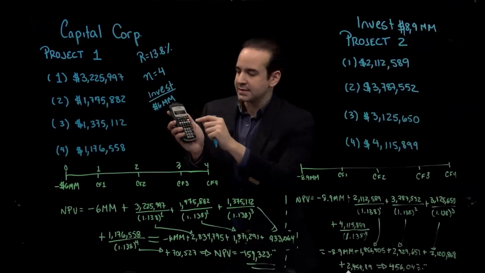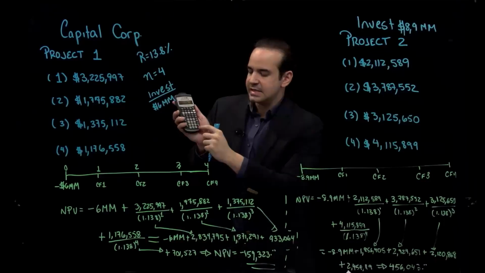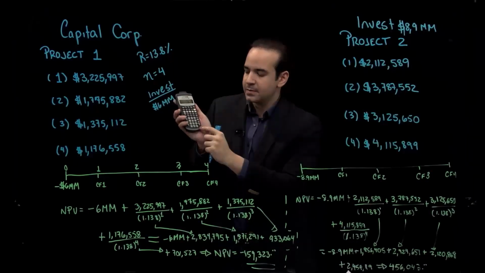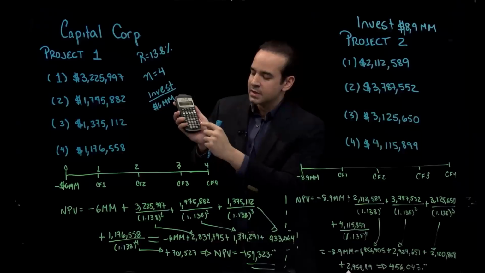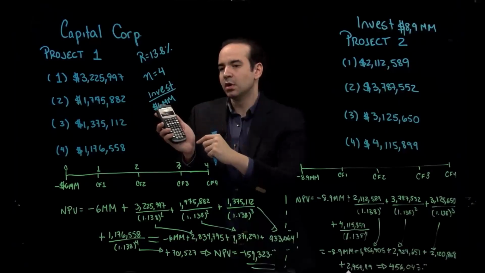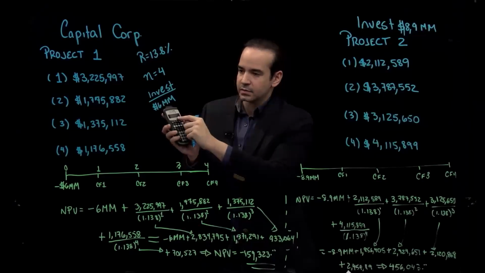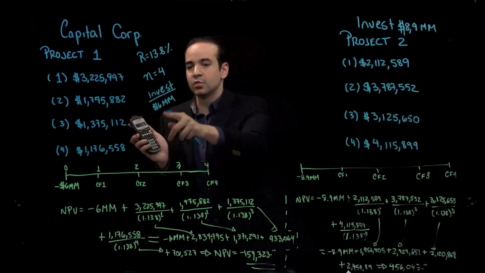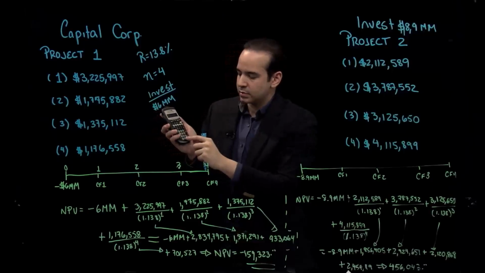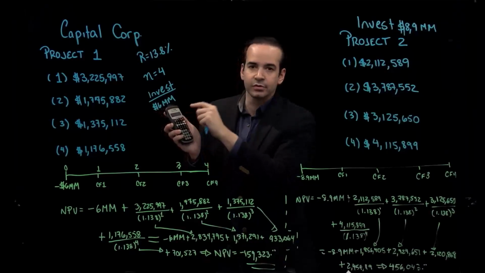So you first press the CF key, then you press second and the CE button right in the very bottom of the calculator to the left, which is also clear work. And then we start plugging in all of the cash flows. The first cash flow we need to plug is CF0. So CF0 in project 1 is 6 million. So we're going to plug 6 million and then negative and then enter.